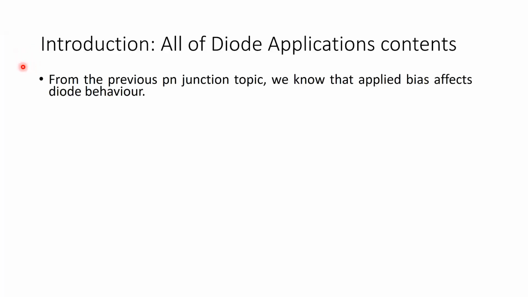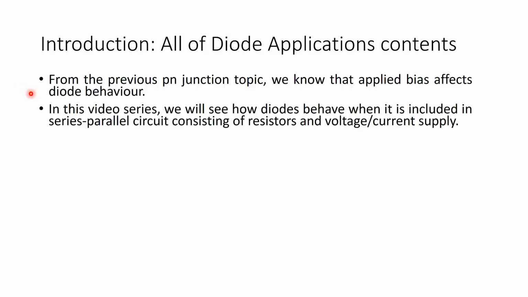Not just for these slides. From the previous PN junction topic, we know that applied bias affects diode behavior. This is the takeaway from our previous lecture. We know that there is a PN junction, and between the PN junction there is a depletion region, and when we apply bias, it affects how current is allowed to flow from P to N or from N to P. In this video series, we will see how diodes behave when included in series-parallel circuits consisting of resistors and voltage or current supplies.